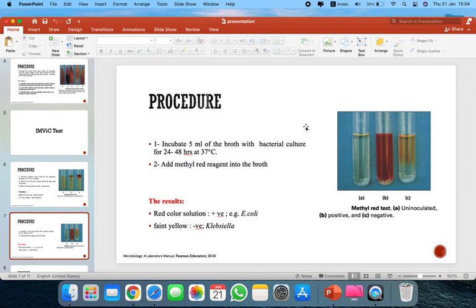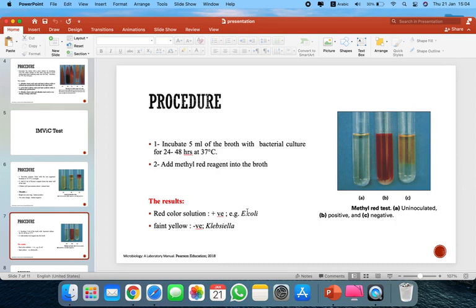So the methyl red is a pH indicator. It will turn red if mixed acid fermentation has occurred, and remain yellow at pH over 6.2. So this methyl red test is specific for some bacteria. It's the enteric bacteria, especially E. coli. Here, I will indicate one strain of the E. coli. This is specific for E. coli.